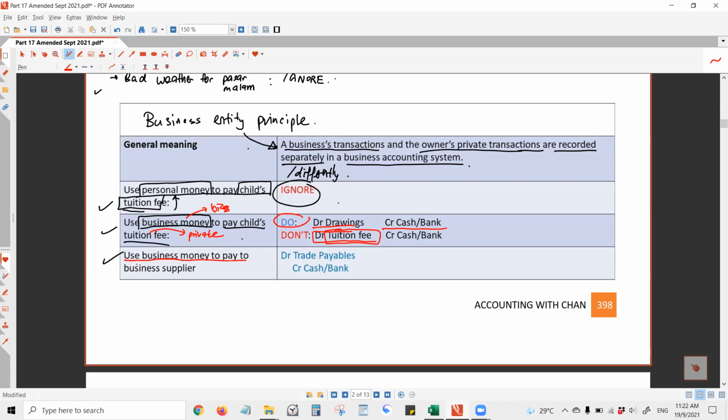Use business money to pay a business supplier. This is fully about business, 100% about business. You are using business money to pay the business supplier. Nothing private in nature. So you credit cash or bank, and debit trade payables. These are just some examples to demonstrate the different transactions that you will see in the exam. So this is the business entity principle. Very simple.